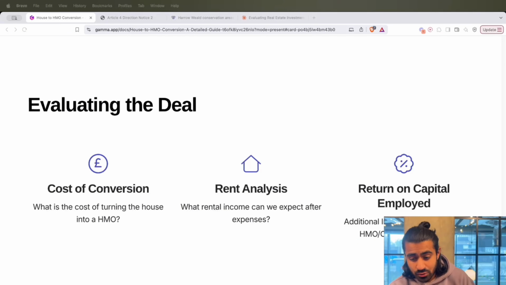I like to use a calculator called return on capital employed. For me, that is comparing the extra money I am investing into this property to turn it into a HMO against the extra money that I am receiving in rent. So it's essentially a percentage that will give me an indication whether the project is worth doing or not.